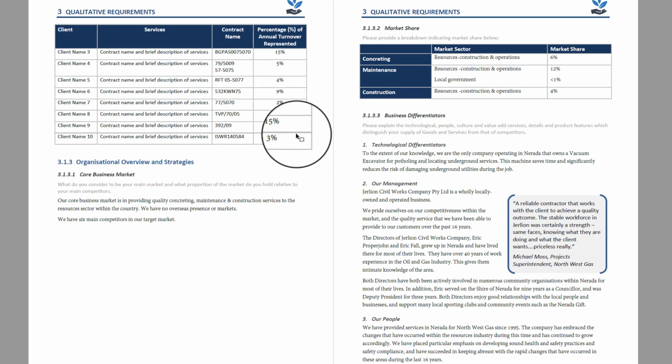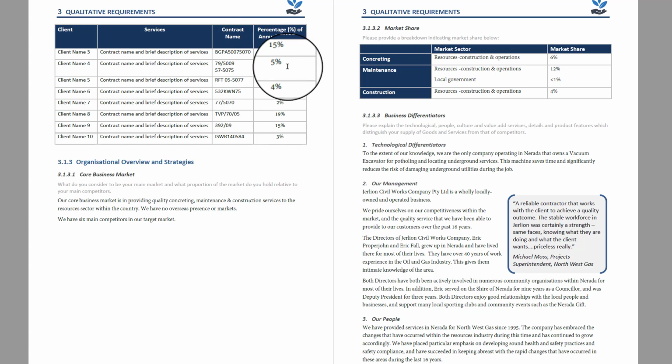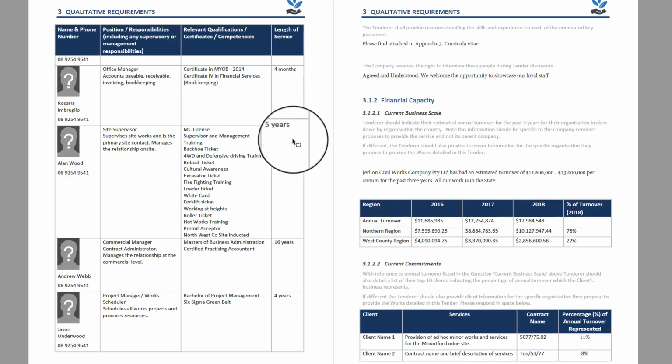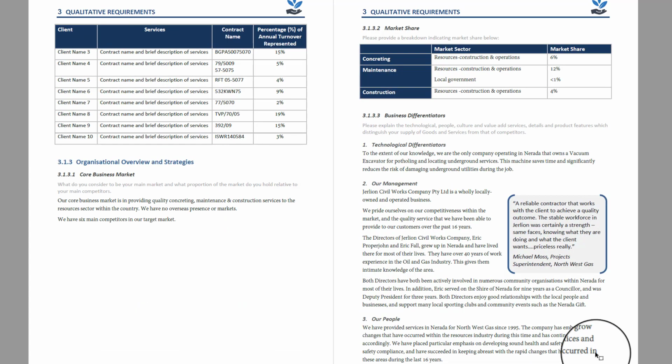There's the 10, and then they can see that you haven't got all your eggs in one basket. You've got a nice spread of contracts, and that gives them comfort that should you lose one of those contracts, you're not going to be scrambling to replace a massive chunk of your revenue.